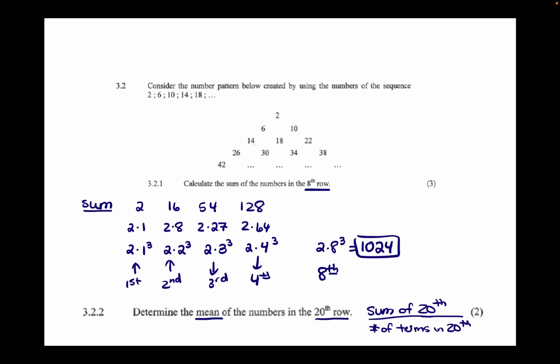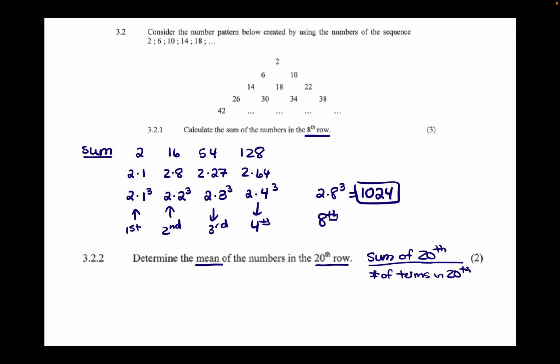And now in terms of the mean of the 20th row, if I could just find the 20th row, doing the same thing, the sum of the 20th row certainly is going to be 2 times 20 cubed. And then we will divide by the number of terms in the 20th row, which is 20. If you look at the rows, there's 1 in the first row, 2 in the second row, 3 in the third row. So we'll have 20 terms in the last row. And if we simplify that, we get 800.